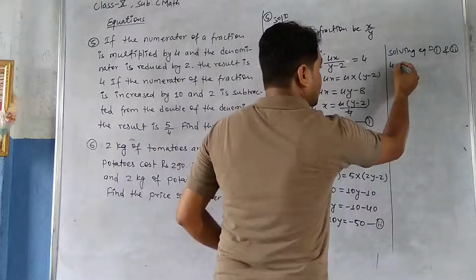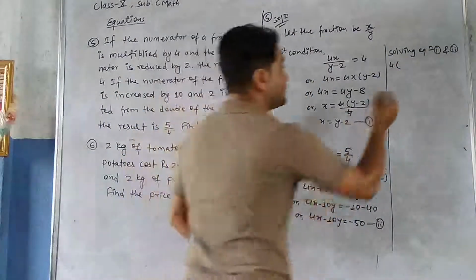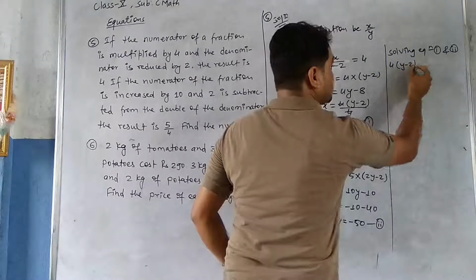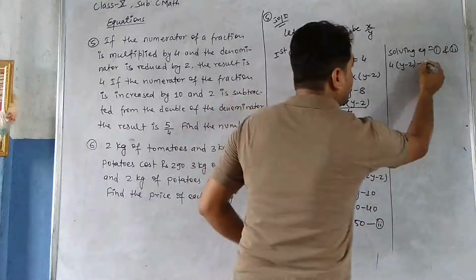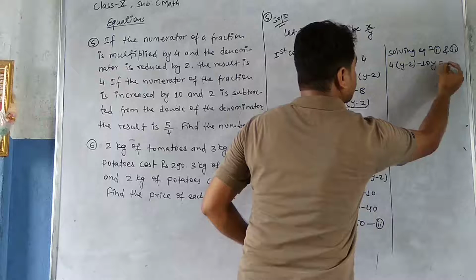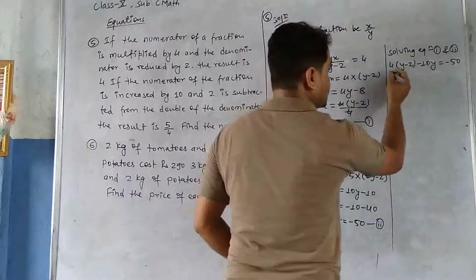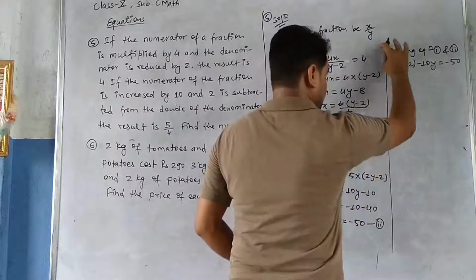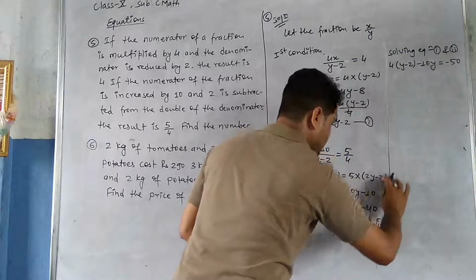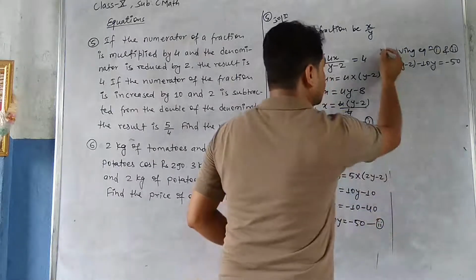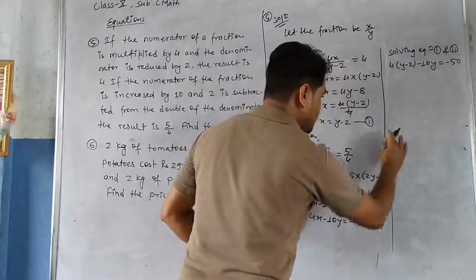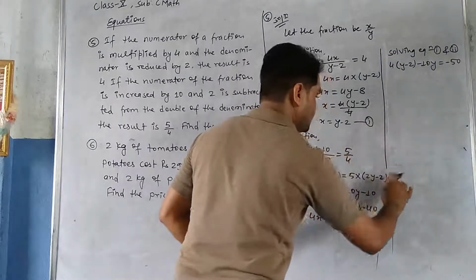4, and x is there, in place of x we can write y minus 2, minus 10y equals to minus 50. Yes. So it becomes what? Here there is less space. Let's draw this at first. I will make that, or we are missing that.